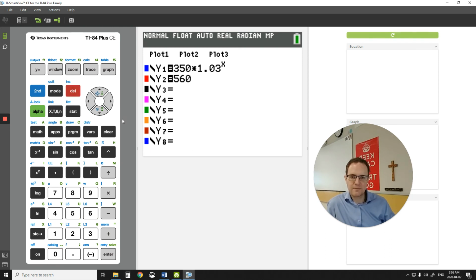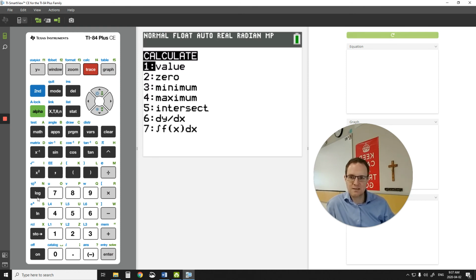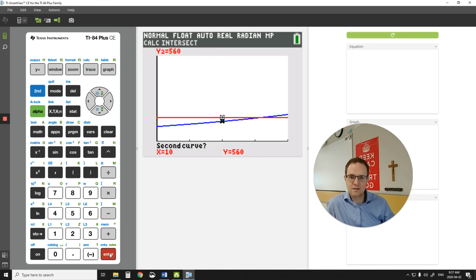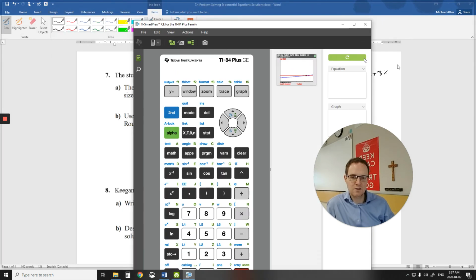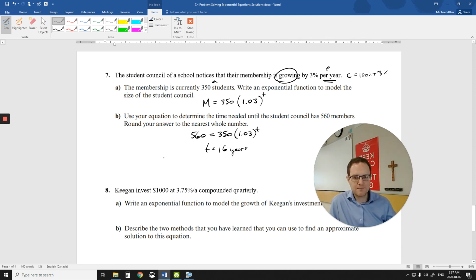560. Okay. I wonder if I could just graph that right now. Yeah, if I graph that right now, this is the previous scale from the previous graph. You can change that around until you get that intersection point. But I can see it here. 15.9. So 16 years, because it's per year, right? So I'm just going to go to the next year. So I get T is equal to 16 years till they get about 560. That's just using the graph.